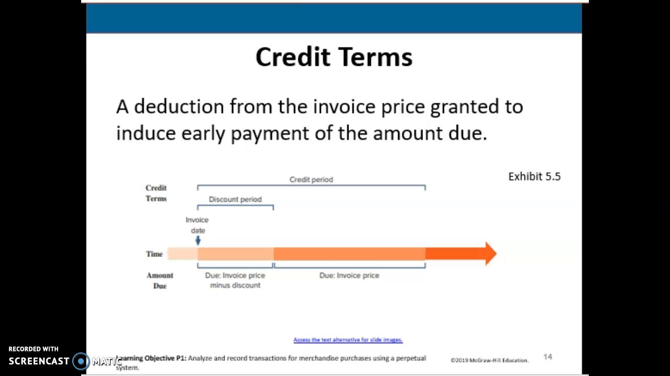All right, so if you pay early, you're guaranteed that discount. So it is reducing the cost of what you're paying for that inventory. So if we pay within that 10 days in that discount period, we're going to get a 2% discount, which reduces the cost of our inventory. Remember, this is an asset, so we put it on the books for what we actually pay for it.